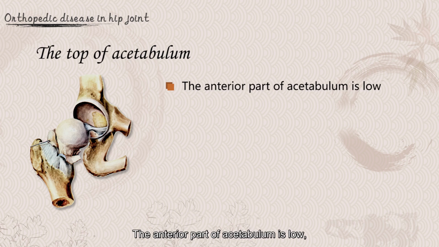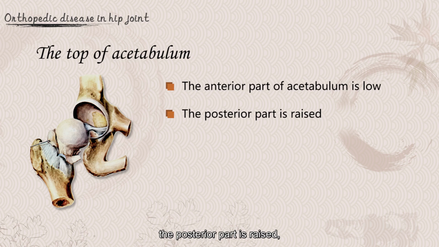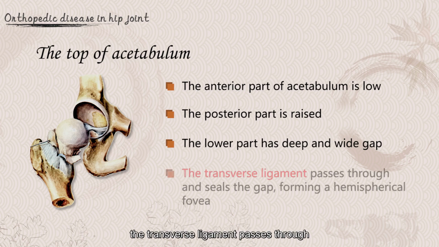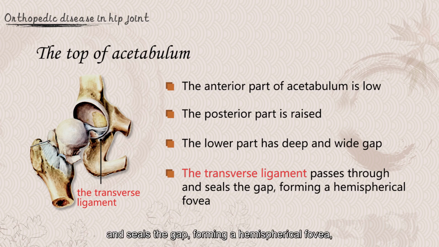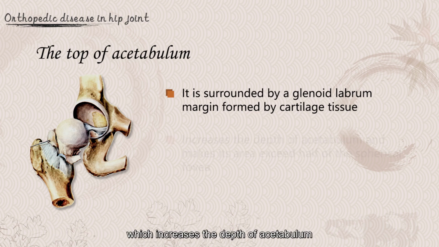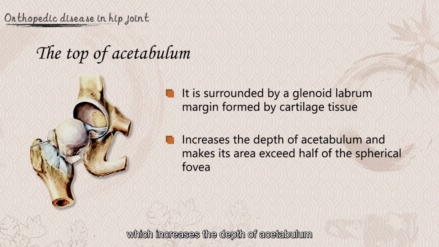The anterior part of the acetabulum is low. The posterior part is raised. The lower part has a deep and wide gap. The transverse ligament passes through and seals the gap, forming a hemispherical fovea. And it is surrounded by a glenoid labrum margin formed by cartilage tissue, which increases the depth of the acetabulum and makes its area exceed half of the spherical fovea.